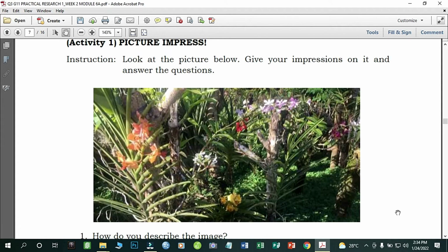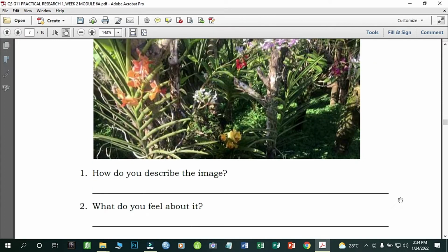Okay, let's try this. Picture impress. Look at the picture below, give your impression on it, and answer the questions. Number 1, how do you describe the image? Number 2, what do you feel about it? Okay, let's have your answers.